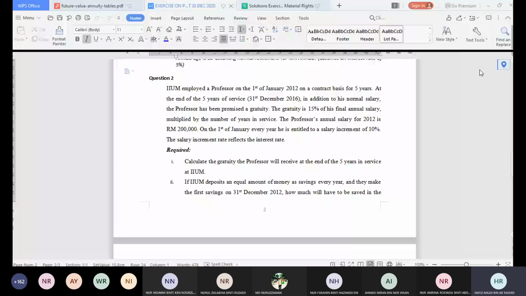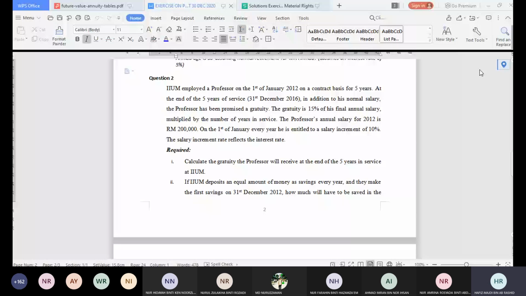Gratuity is easier. When retired, you will get one lump sum payment, calculated as 15% of his final salary multiplied by the number of years in service. So it looks very similar to the previous question, but one issue here is that you need to estimate the increase of the salary, the professor's salary.